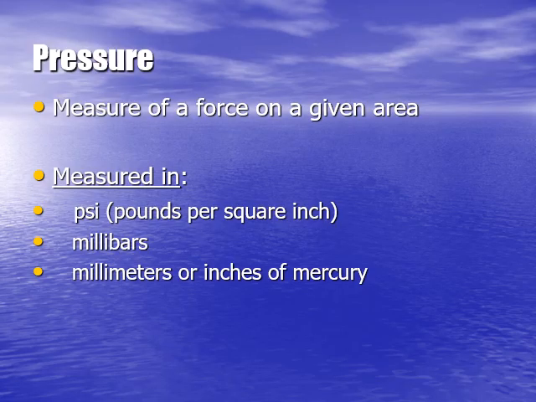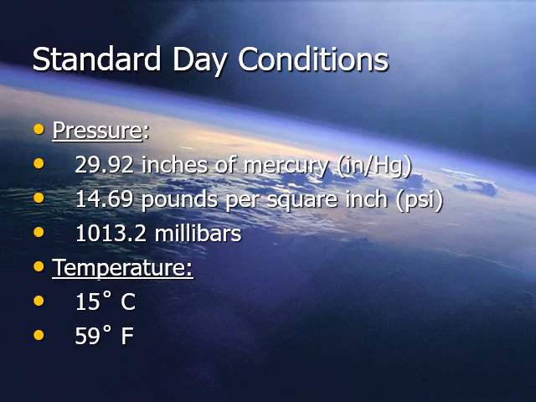Pressure is the force applied over a given area. It's measured in pounds per square inch, PSI, millibars, inches or millimeters of mercury. Understanding pressure is critical in fuel systems, hydraulics, and cabin pressurization. On a standard day, sea level pressure is 29.92 inches of mercury, or 14.69 psi, and the temperature is 15 degrees Celsius or 59 degrees Fahrenheit. These baseline conditions are used in aircraft performance charts and FAA test questions.